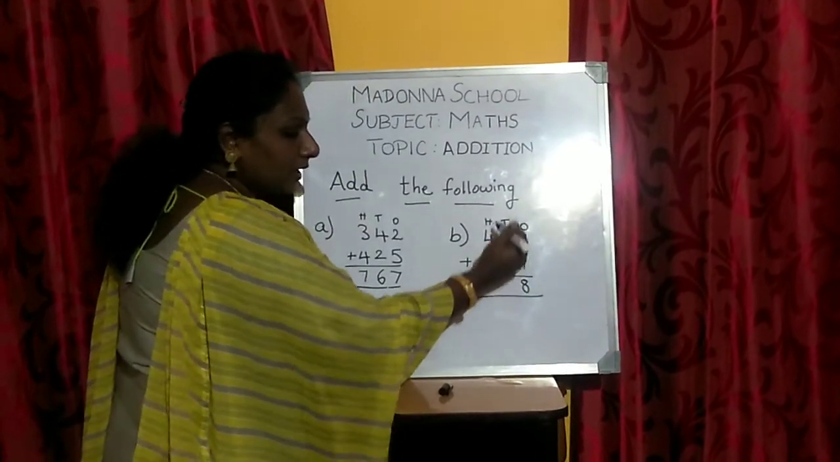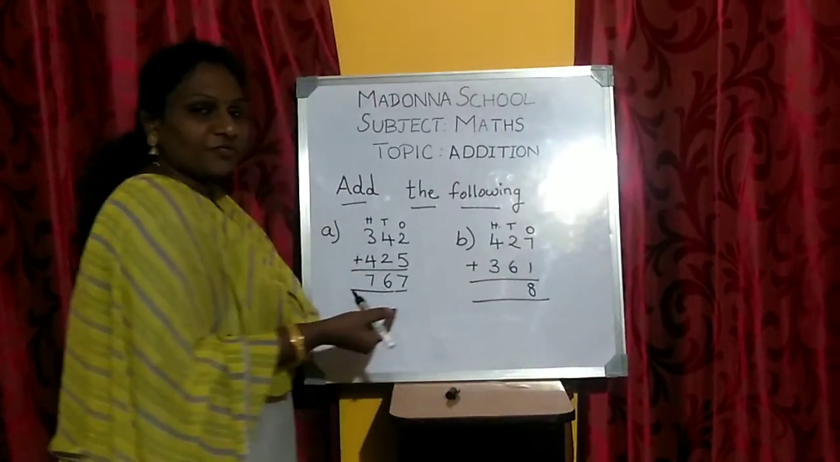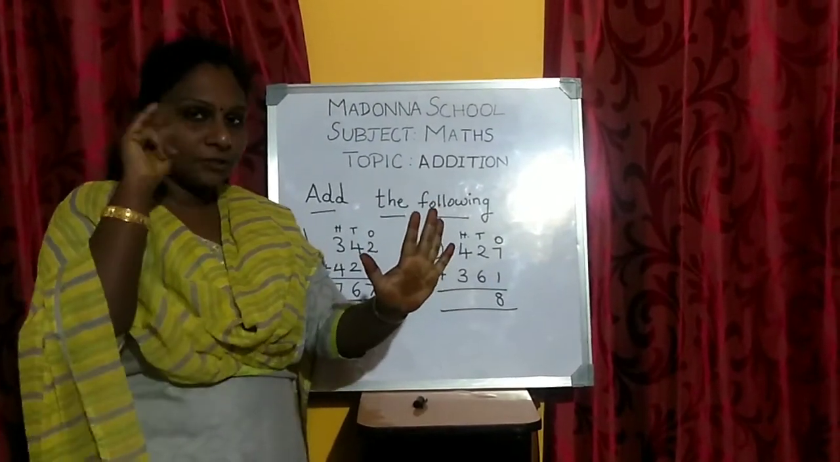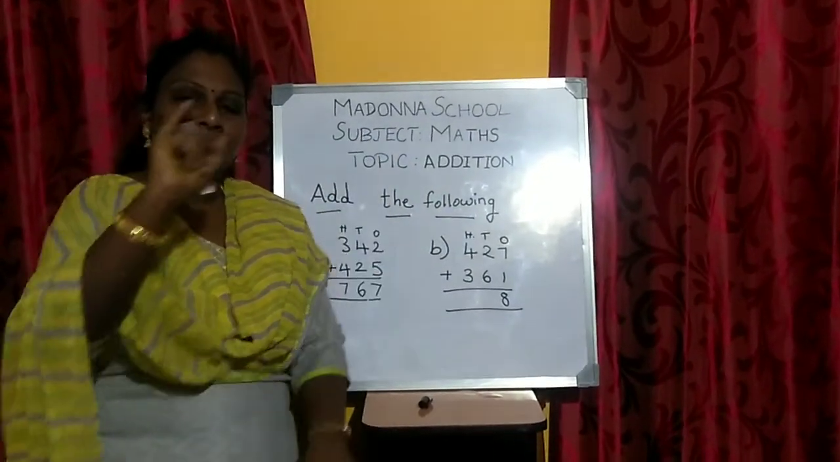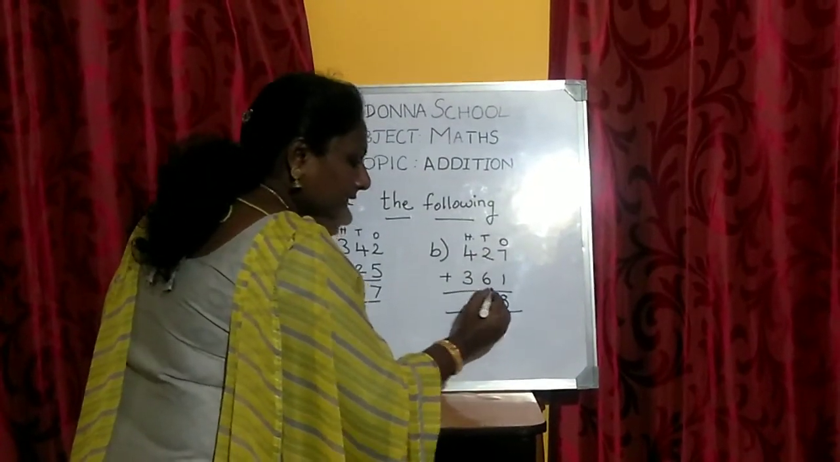Okay. So what is the number in the tens place, children? 2 plus 6. So first number, keep it in your mind. 2 in your mind, 6 on your finger. After 2: 3, 4, 5, 6, 7 and 8. So 2 plus 6 is 8.